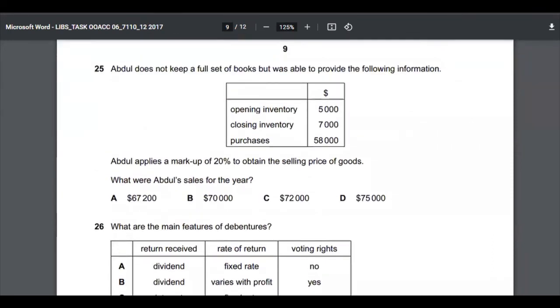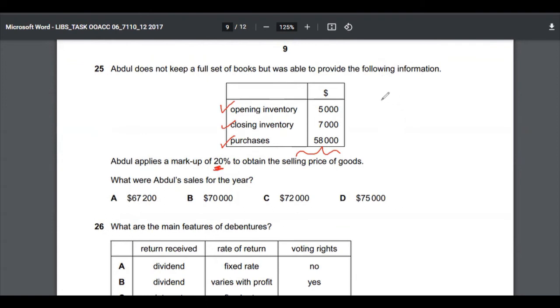So let's look at multiple choice 25. Multiple choice 25: Abdul does not keep a full set of books, but was able to provide the following information. So he gave us opening inventory, closing inventory, and purchases. Abdul applies a markup of 20% to obtain the selling price of goods. Right. So what were Abdul's sales for the year?